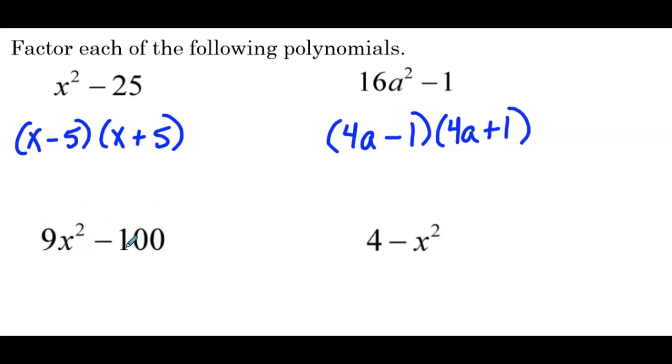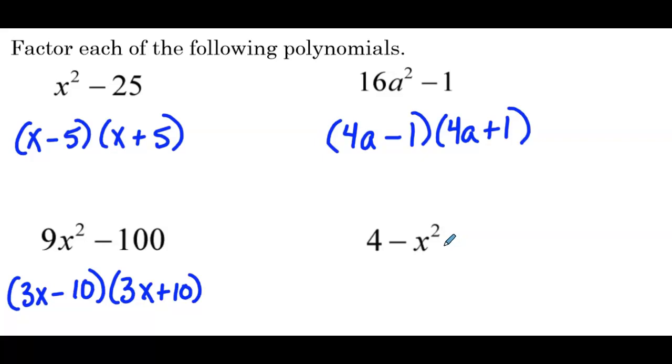9x squared minus 100. 9x squared is a perfect square. 100 is a perfect square. We have the difference. So first factor, square root of 9x squared is 3x. Square root of 100 is 10, so 3x minus 10 is the first factor. The other factor is its conjugate then, so 3x plus 10.